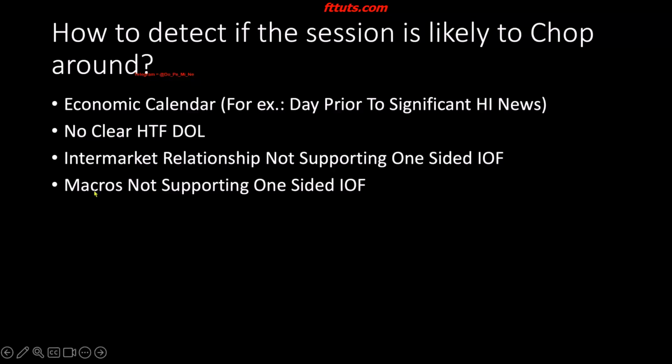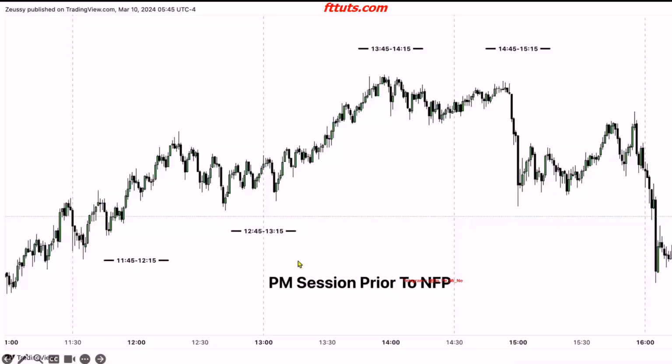But if that is not the case, if those macros are not supporting that one-sided institutional order flow, then it's a very big warning sign that we either completely walk away, decrease risk significantly, or cut our positions quickly, rapidly, trail our stops aggressively. We're now going to take a look at a chart example where we can see the macros not delivering one-sided institutional order flow.